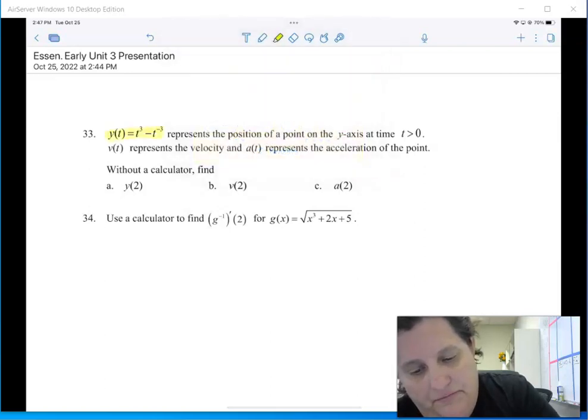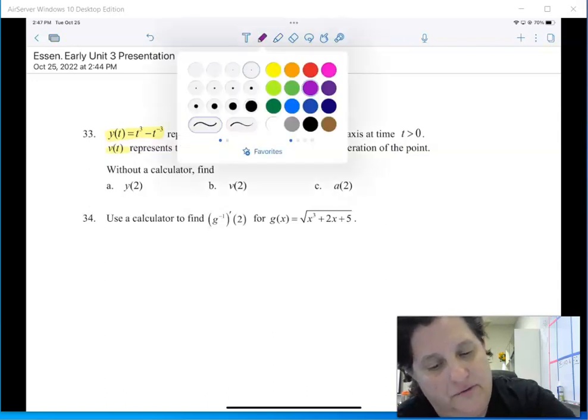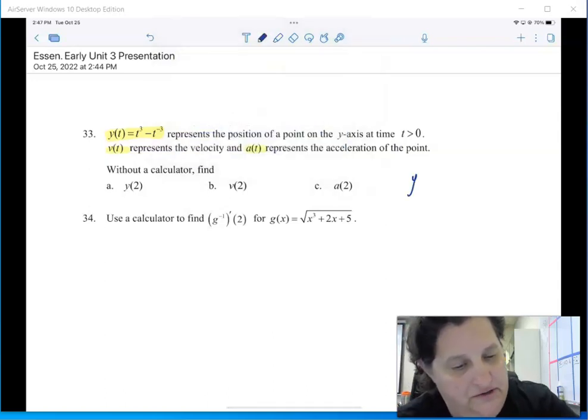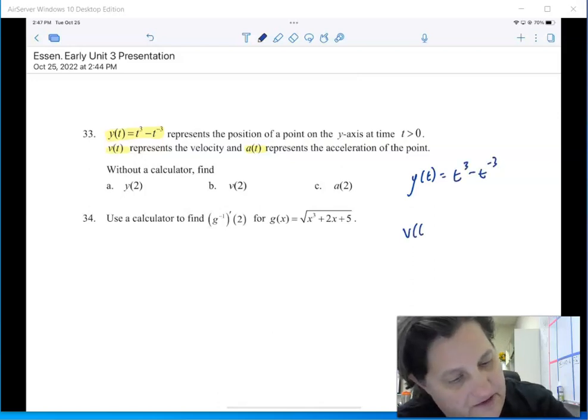Y equals, that represents the position of a y-axis at time t greater than 0. V is the velocity, A is the acceleration. Without a calculator, find. Okay, so first of all, let me go ahead and do my equations here. So this is the position equation. This is the velocity equation.